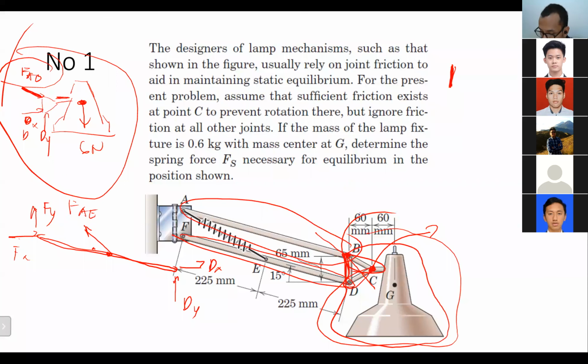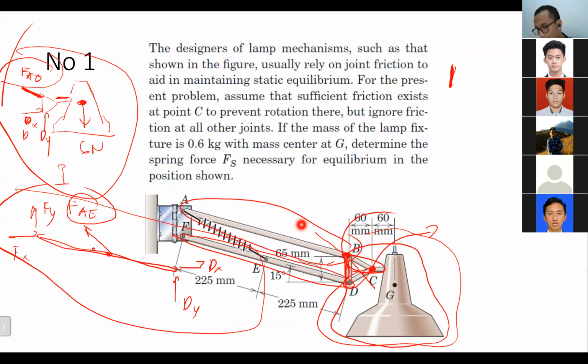So this is the first free body diagram that you can solve. By solving for dx, dy and FAB, then you can go to the second free body diagram here to solve for FAE, because dx and dy can be solved from the first free body diagram like that. Okay? Sir, what about BC and DC?